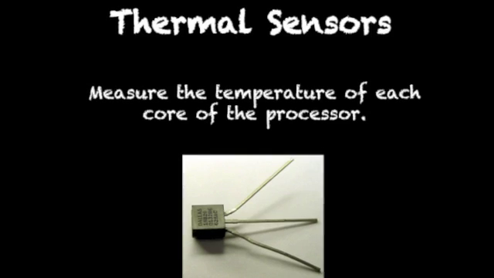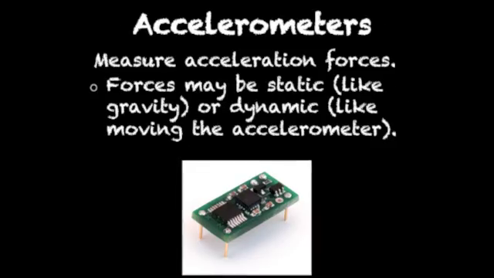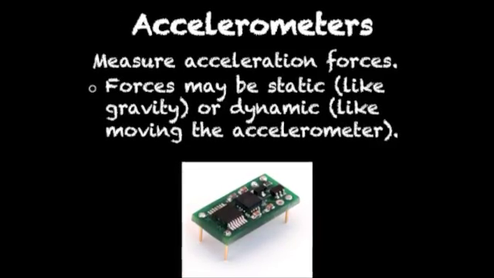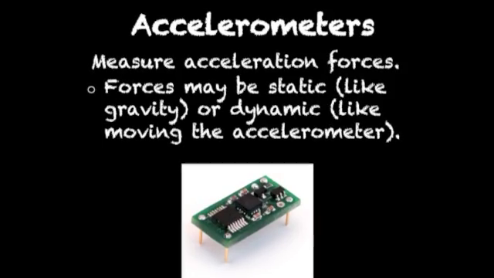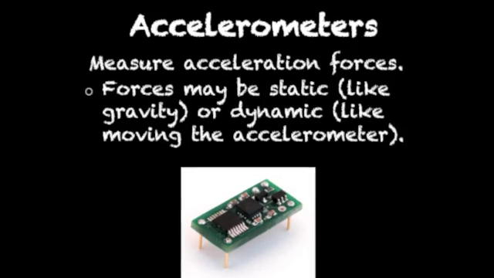Sensors embedded in the CPU. Thermal sensors measure the temperature of each core of the processor. Accelerometers measure acceleration forces. Forces may be static, like gravity, or dynamic, like moving the accelerometer.